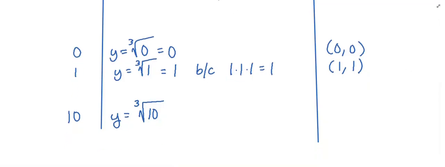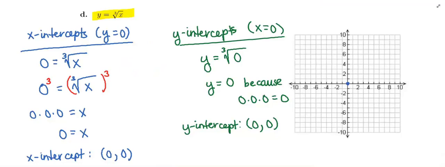Okay, do you know the cubed root of 2? No, it's a decimal. The cubed root of 3? Don't know it. It's a decimal. Cubed root of 4, cubed root of 5, cubed root of 6, cubed root of 7. All of those guys are decimals, so we're not going to use them.